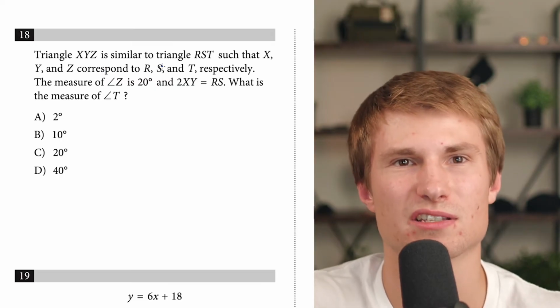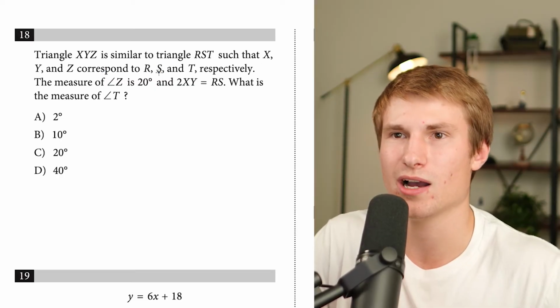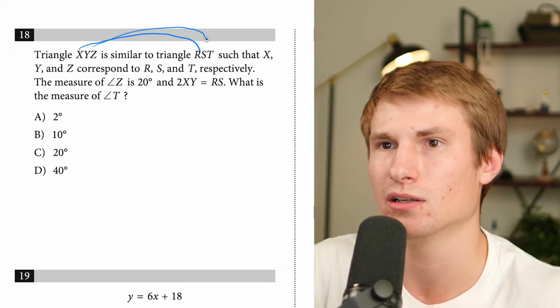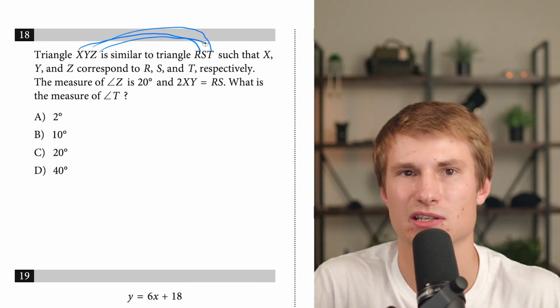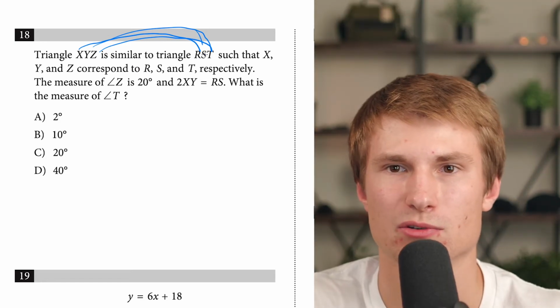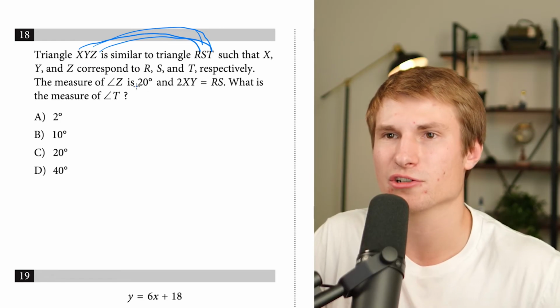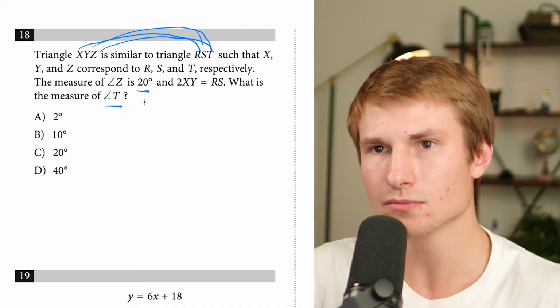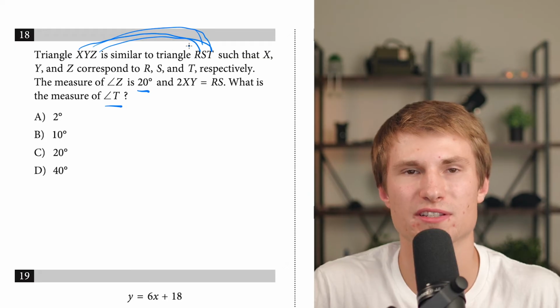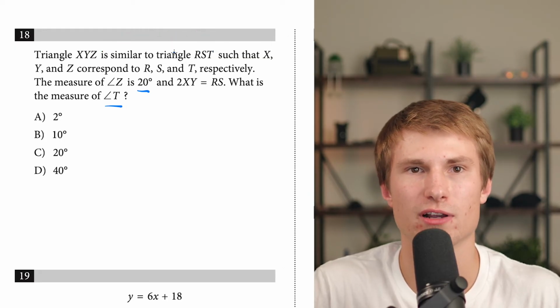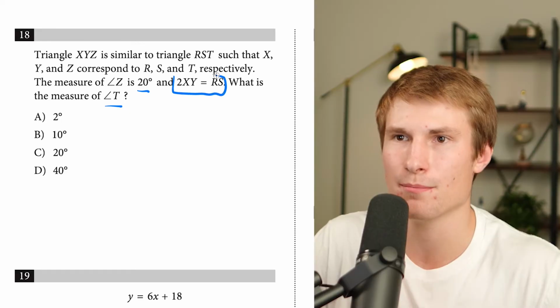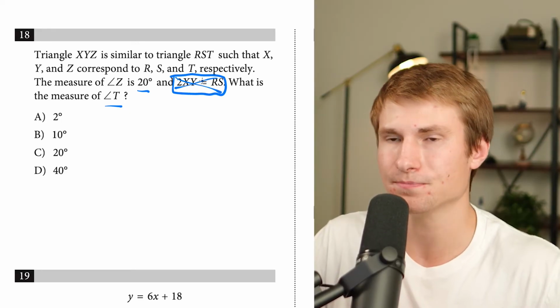Triangle XYZ is similar to triangle RST such that X, Y, and Z correspond to R, S, and T. A quick check that I would always do is X to R, Y to S, and Z to T. In this case, that satisfies, so each letter corresponds to whatever order it is. That's fine. The measure of angle Z is 20. 2XY equals RS. What is the measure of angle T? Well, these are similar triangles, which means that angle measures that correspond to each other are going to be the same. This piece of information right here does not matter at all, so you can ignore it.